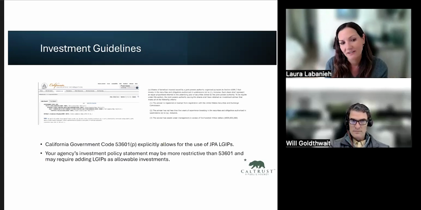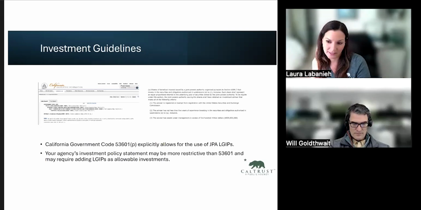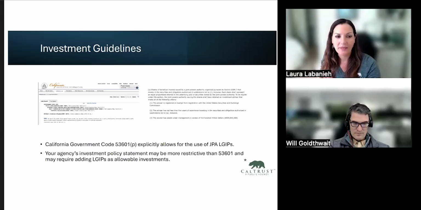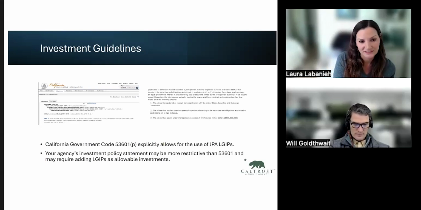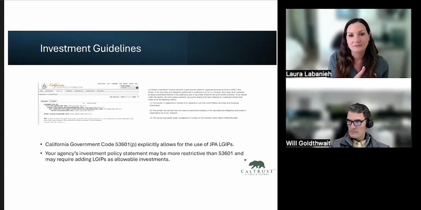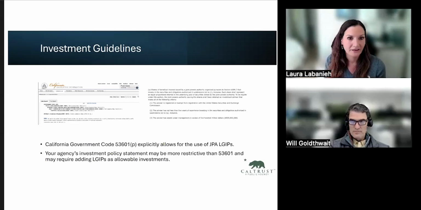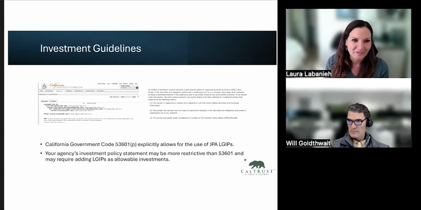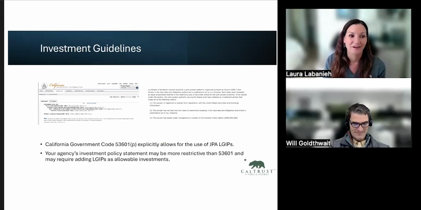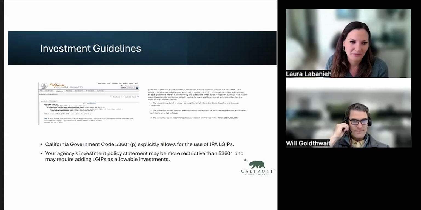Government Code 6500 clarifies that LGIP JPAs are authorized for use by California public agencies. So your investment guidelines in 53601P explicitly allow for it, and then also Government Code Section 6500 explicitly allows for it. That's a lot of the background and legalese on why you can do this. Will, do you have anything to add to those points before I move on?